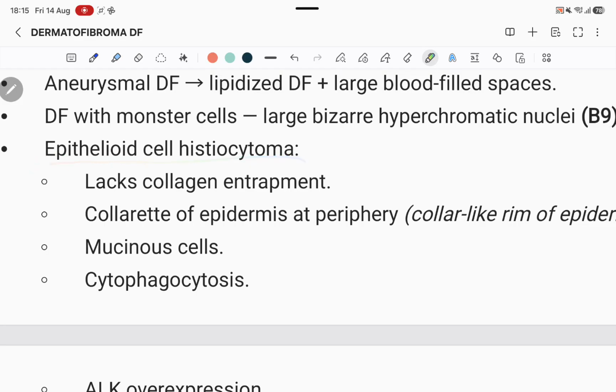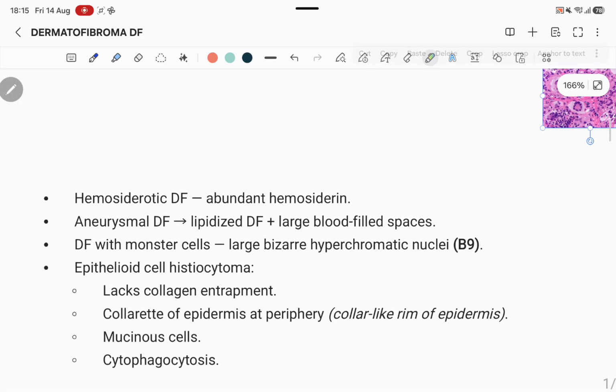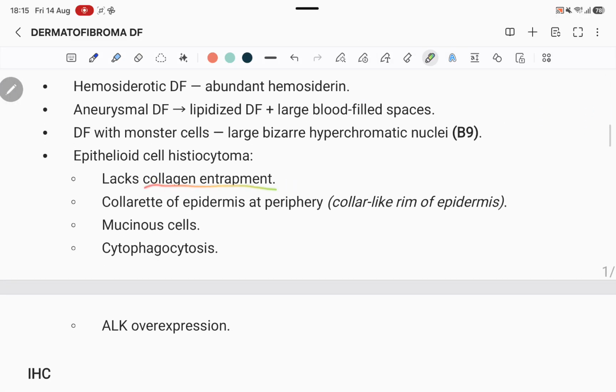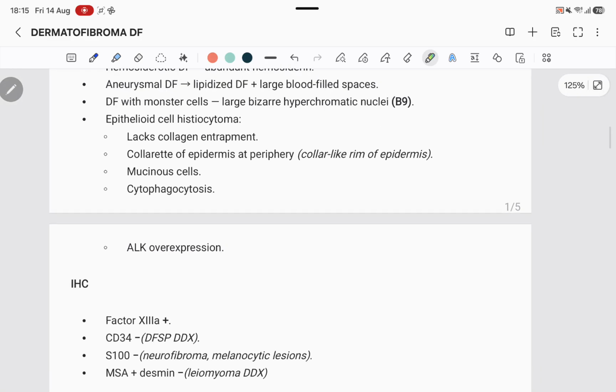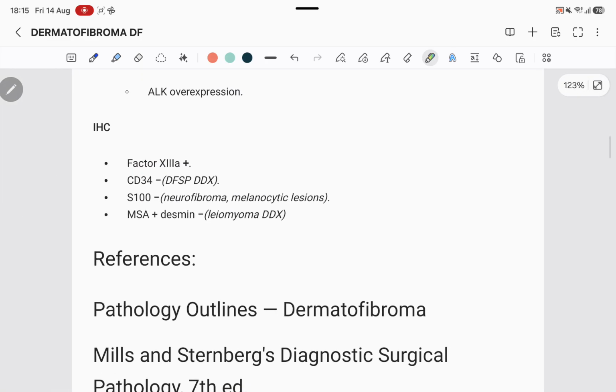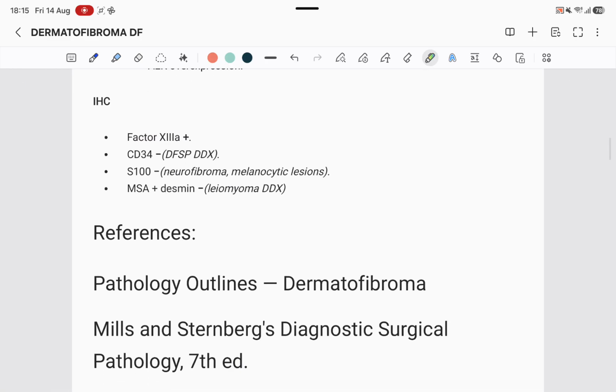Epithelioid cell histiocytoma lacks the entrapment, has a collarette of epidermis at the periphery, mucinous cells, cytophagocytosis, cells eating cells, and ALK overexpression. That's about it. And here are my references.